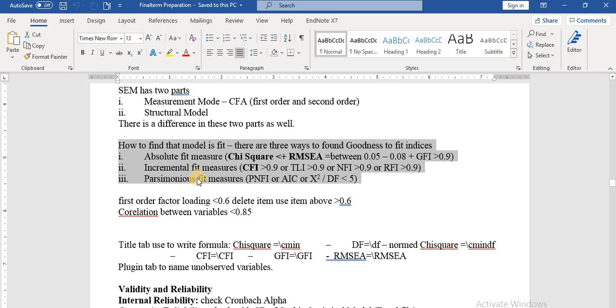So these are the 3 ways to report the goodness of fit indices: number first is the absolute fit measures, then incremental fit measures and parsimonious fit measures. So this is all about today's lecture.